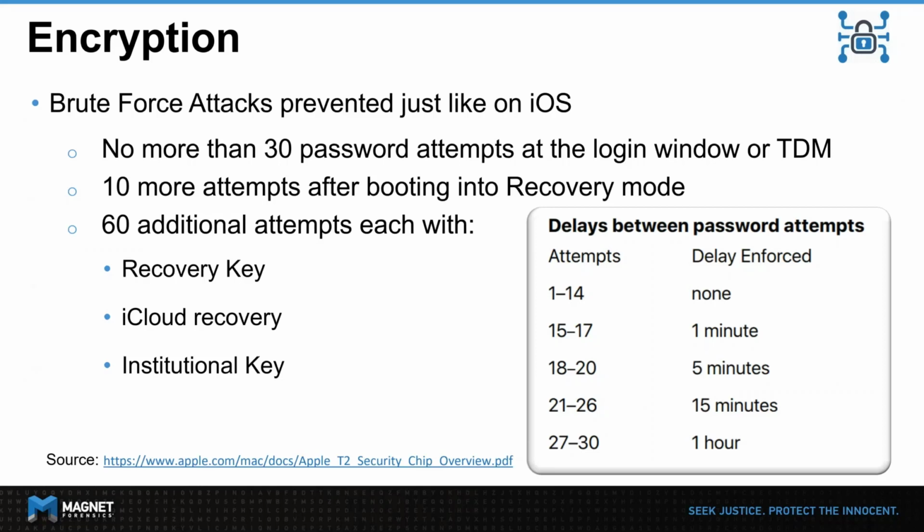Now, with the encryption, brute force attacks are prevented just like on iOS. Why? Well, iOS is APFS as well. So no more than 30 password attempts at the login window or in target disk mode. You get 10 more attempts after going into recovery mode, and then you get 60 additional attempts with the recovery key, iCloud recovery, and institutional key. And you can look at the delays between the password attempts. Once again, when you're getting above 30, you're going to be waiting a while for each attempt. So you're going to get roughly 220 attempts out of this, but that's going to take you a long time to get through if you were trying to guess the passcode. But just be aware, you're going to start running into those password attempt limits and the enforced delays when you are guessing and getting the passwords wrong.